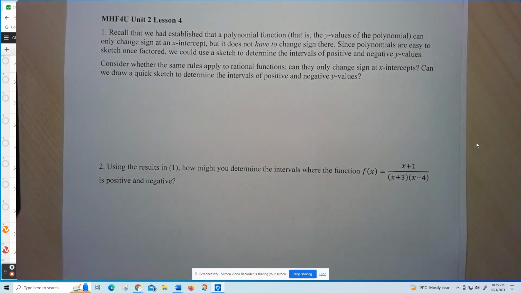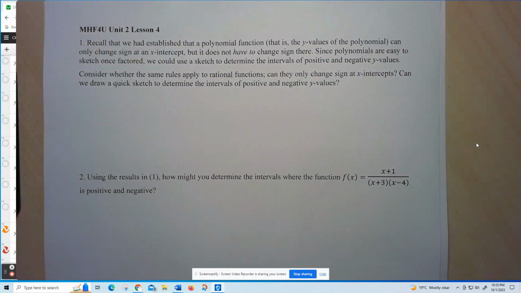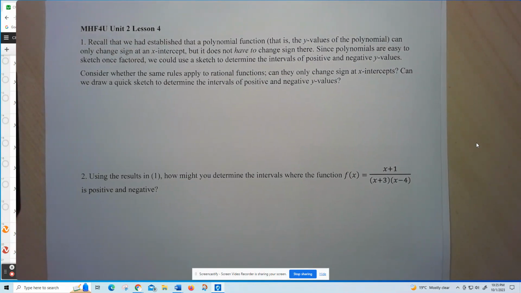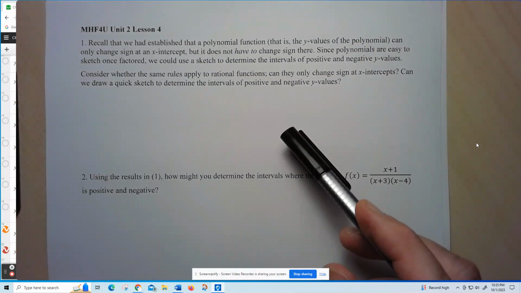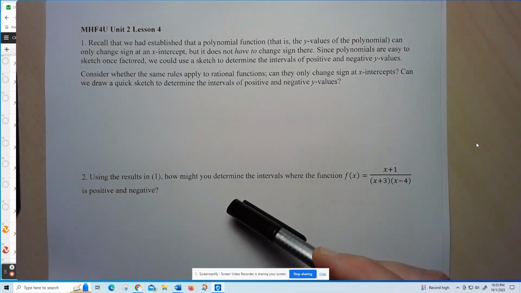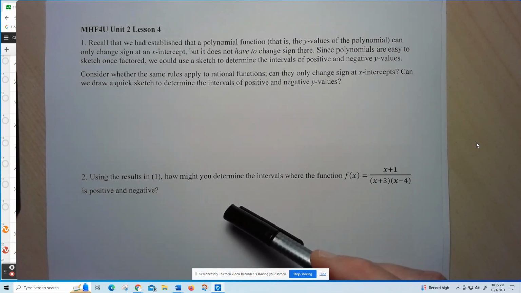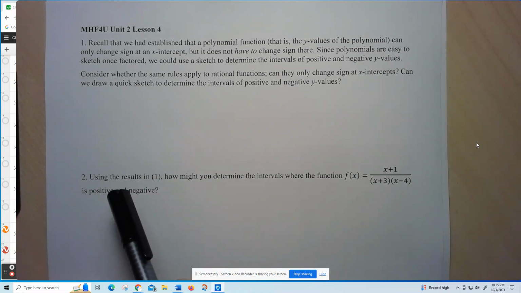And for lesson 4, our goal is to eventually sketch the graphs of rational functions, and as you can imagine, they're more complex than polynomials. And we're going to consider something that we only considered with respect to polynomials: this idea of the sign of the function. We're going to be very interested in determining when these functions are positive or negative, and we'll see later on why that's going to be very useful to graphing.